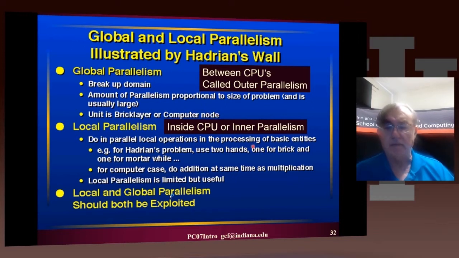We also have local parallelism. This is what's exploited by vector processors such as GPUs and things like that. So if I'm a mason, I can use both hands simultaneously, and computers can either do vector operations very fast, or even more simply, they can do addition at the same time as multiplication and so on. So you need to exploit all these forms of parallelism, and doing that optimally is sort of non-trivial.